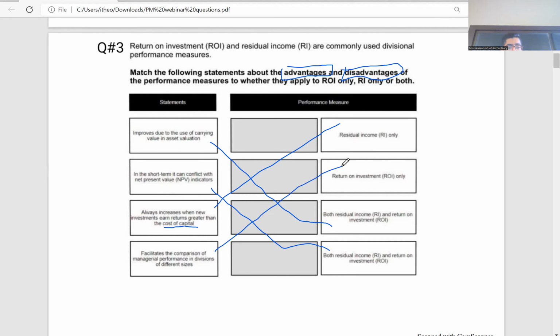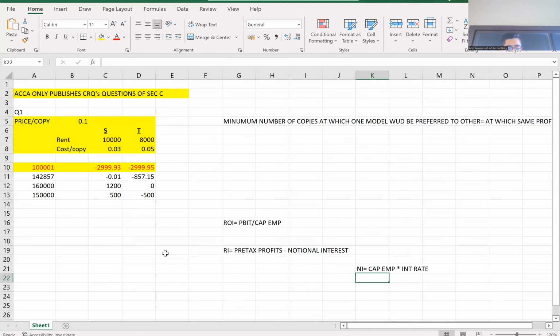Facilitates the comparison of managerial performance in divisions of different sizes. This is the purpose of ROI. You see, there are two divisions, Division A and Division B. Let's suppose the profit of Division A is 10 and of Division B it's 100. So what can you say? Division B is better.